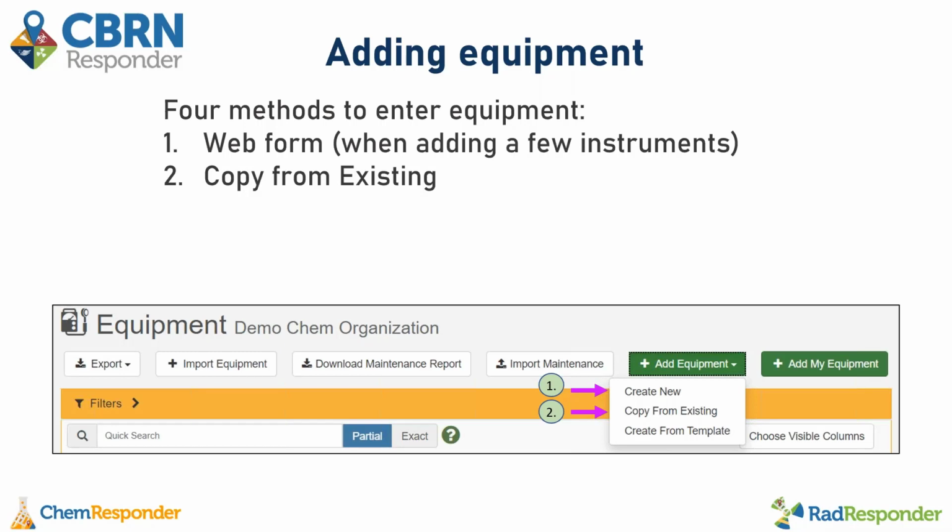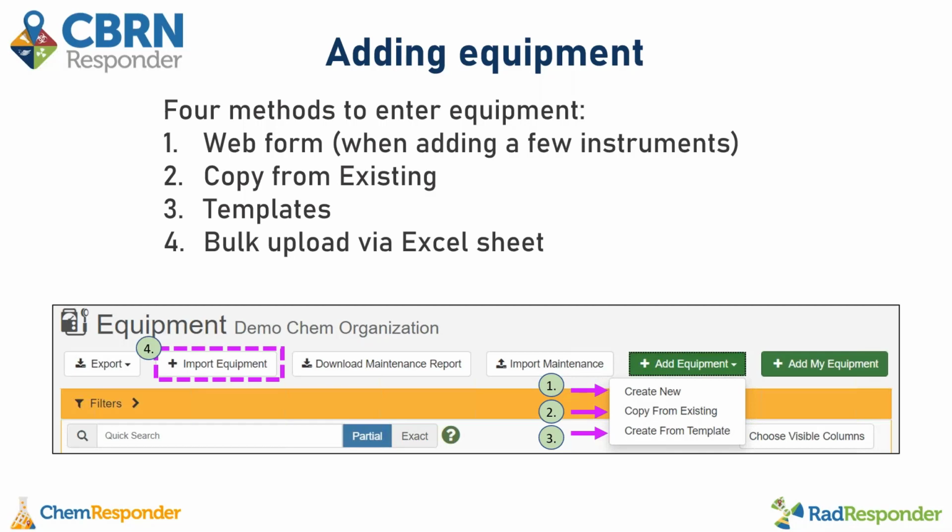One of those is to take advantage of the copy from existing option, which is the second option here. So if you are adding multiple instruments that have the same make and model, this is a really handy feature where you can just copy over the properties from the existing record. Makes things more efficient. The create from template function is very similar. You can create a template from any of your existing equipment records, as I'll show you.